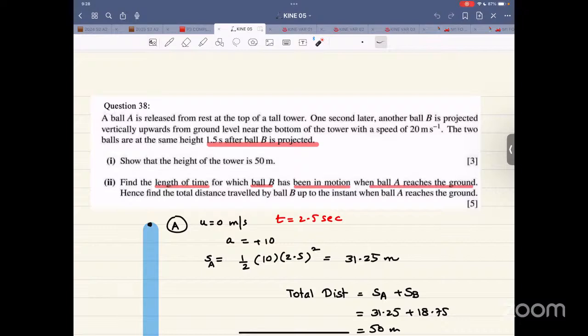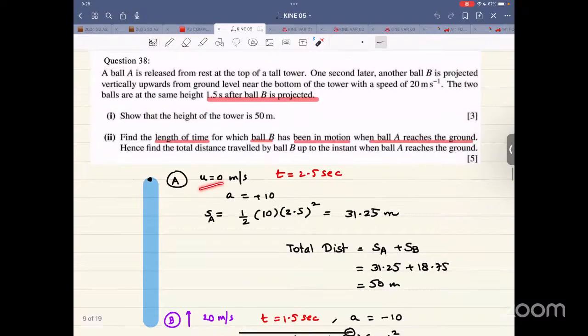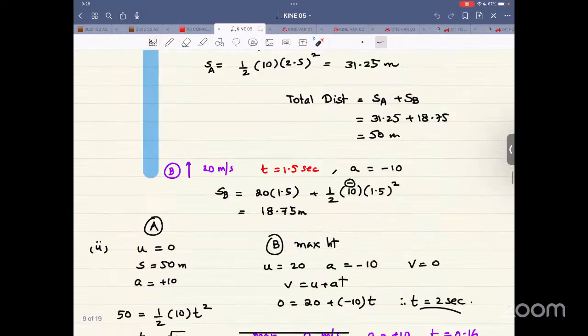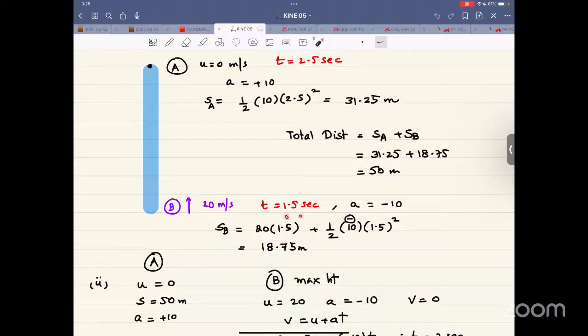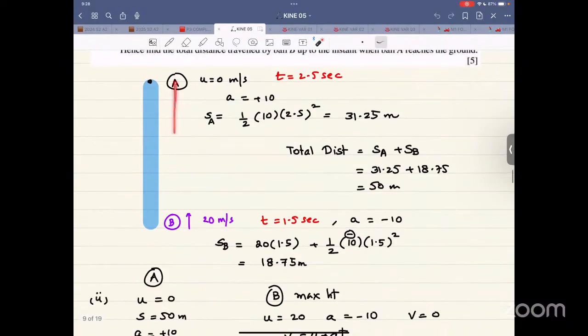Now, this is a little bit tricky. So now over here, when it says it's released, initial velocity is 0, acceleration is plus 10, displacement is 31.25 meters. And what else is there over here? Now this particle is going up. It meets after 1.5 seconds. It says the two balls are at the same height 1.5 seconds after ball B is projected. So this one goes down this much distance, this one goes up this much distance. If I add these two, then the total is 50 meters.